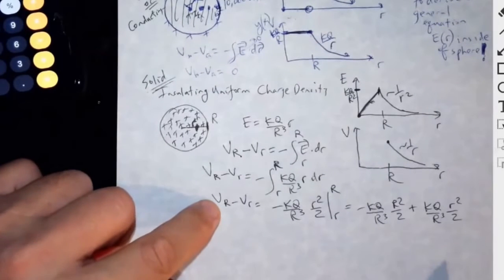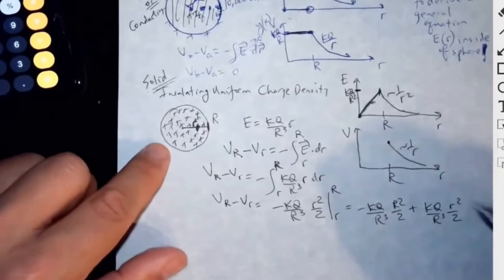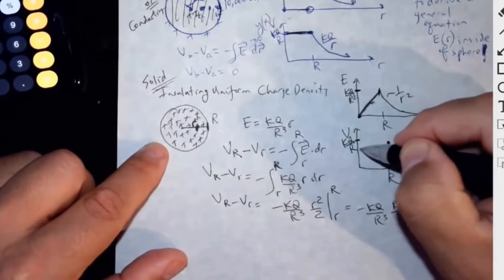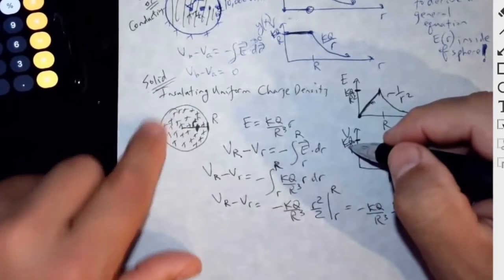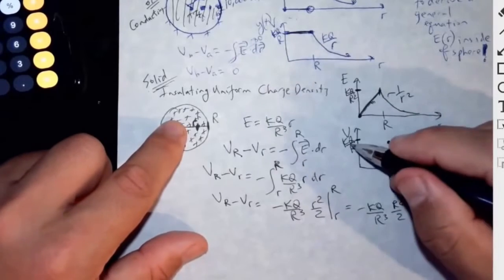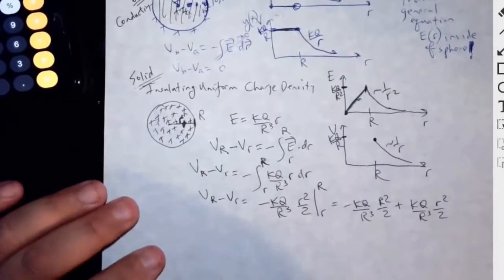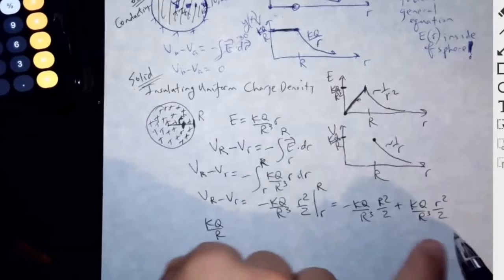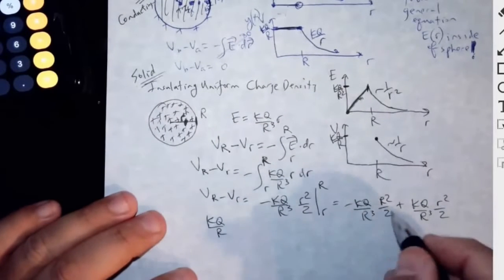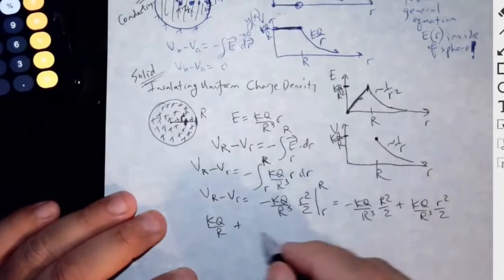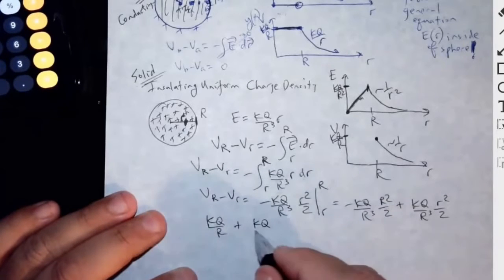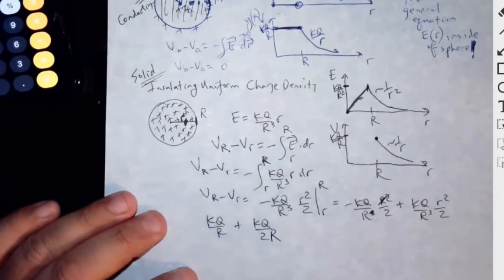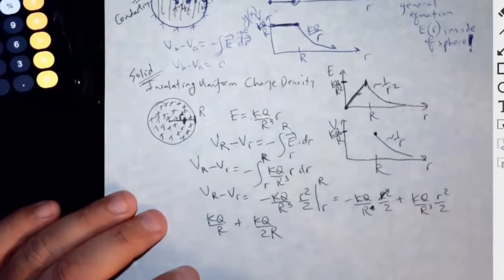Then I'm going to put here the voltage that I know at the surface. The voltage at the surface has to be kQ over R. Once you're at the surface of a sphere, it acts like a point charge, and then you go back to the kQ over R behavior. So this one is kQ over R. Then I'm going to take this to the other side and bring all of this to this side. So this one comes over here as a plus kQ over 2R, and then this one cancels two of these.